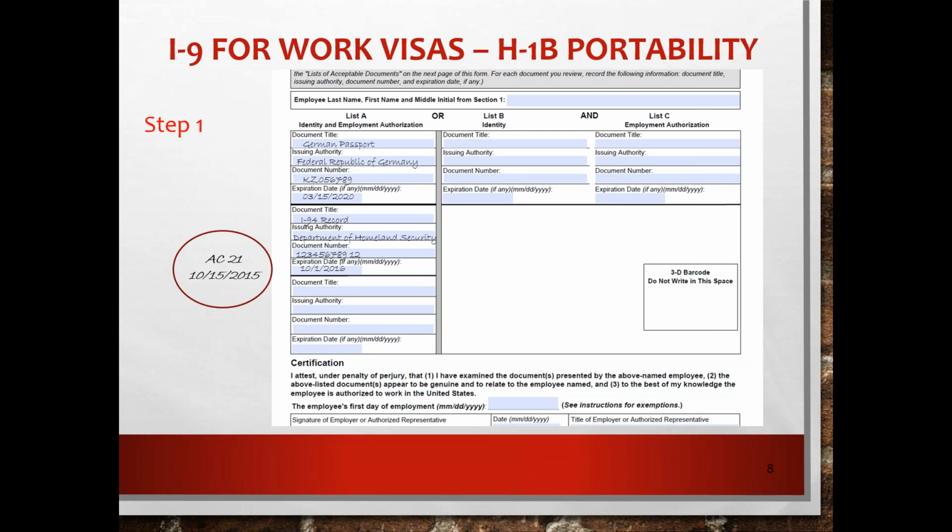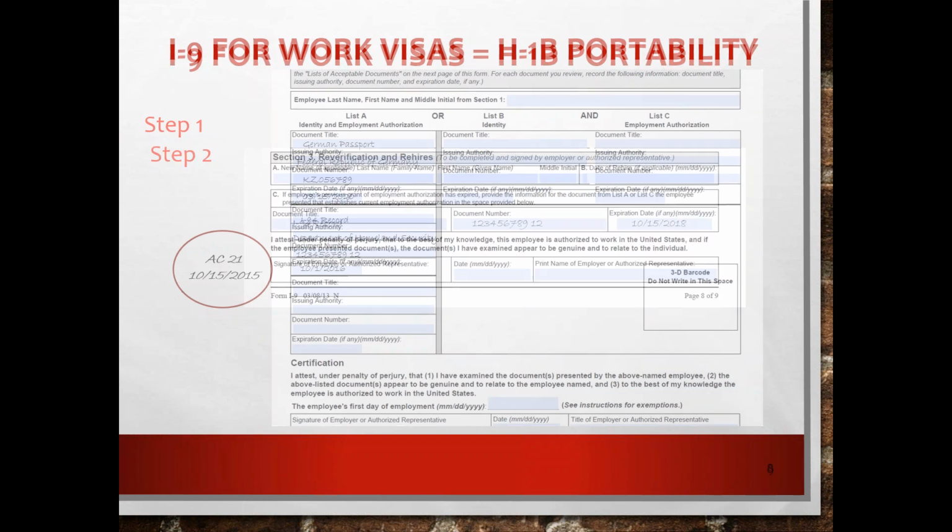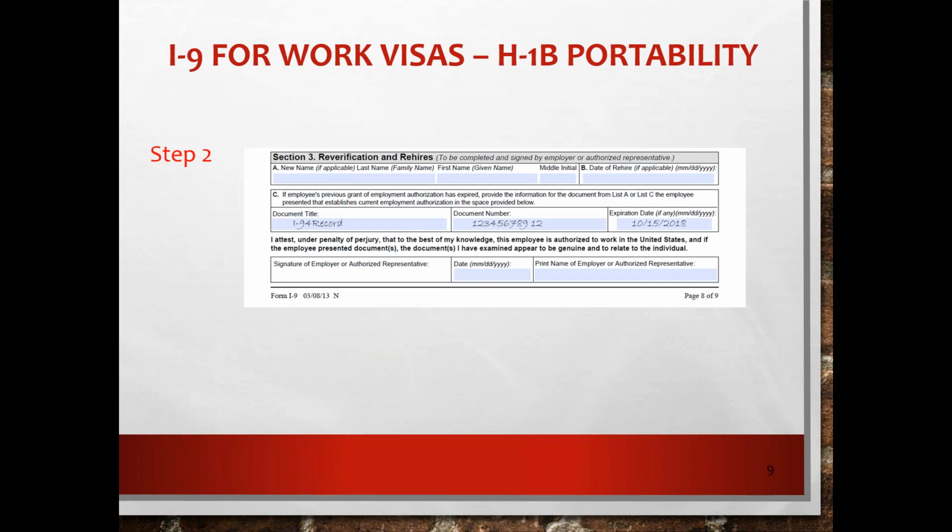The second step that you're going to take for an H-1B portability worker will take place after your petition has been approved. Once you get that new approval notice, called the Form I-797, in the bottom right corner you're going to have a new I-94 record. And then you're going to complete step 2 for this H-1B portability worker.